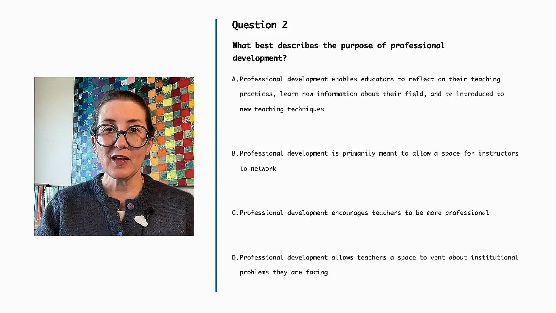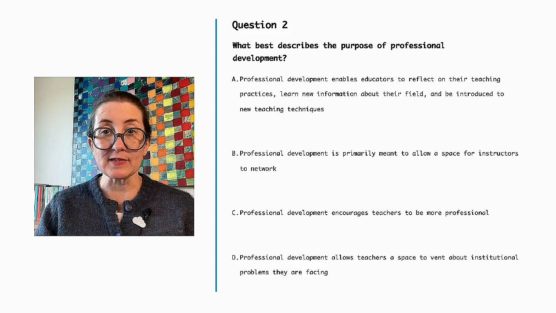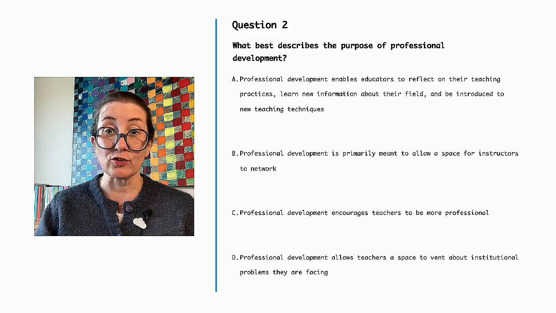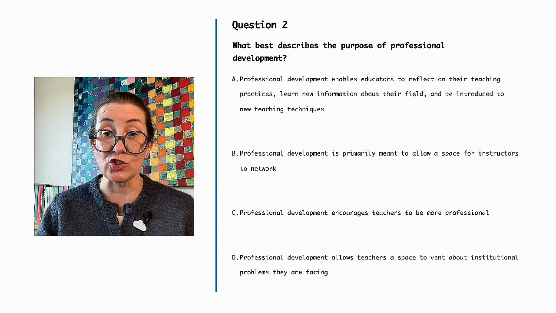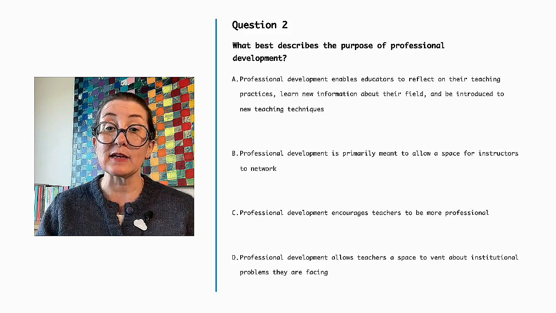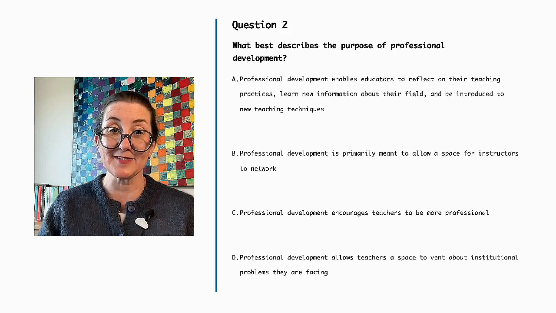Question number 2. What best describes the purpose of professional development? A: Professional development enables educators to reflect on their teaching practices, learn new information about their field, and be introduced to new teaching techniques. B: Professional development is primarily meant to allow a space for instructors to network. C: Professional development encourages teachers to be more professional. Or D: professional development allows teachers a space to vent about institutional problems they are facing.